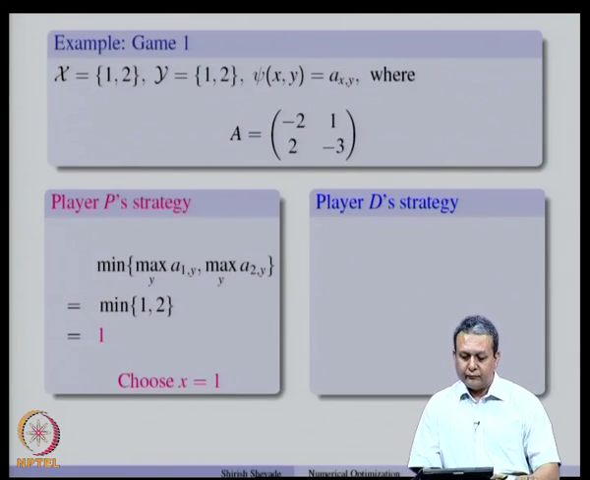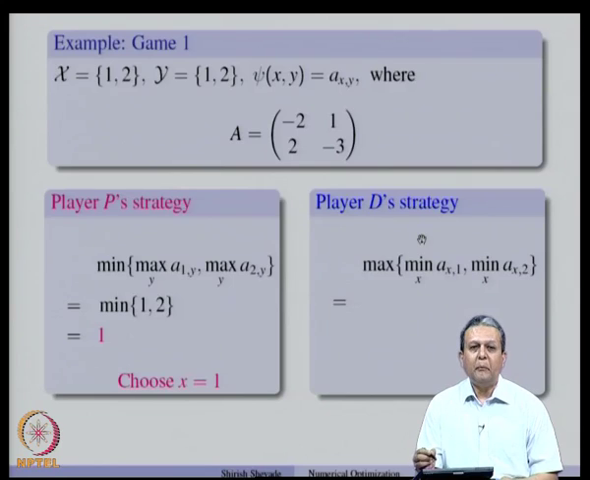So, what player D will try to do is, in the first column, find out the minimum. The minimum in the first column is minus 2. What is the minimum in the second column? The minimum in the second column is minus 3. So, if player D chooses strategy 1, player P will get a payoff of 2 units. On the other hand, if player D chooses strategy 2, which corresponds to the second column, then player P will receive the amount of 3 units. So, among these two, 2 units is smaller than 3 units. So, player D would like to choose strategy 1.